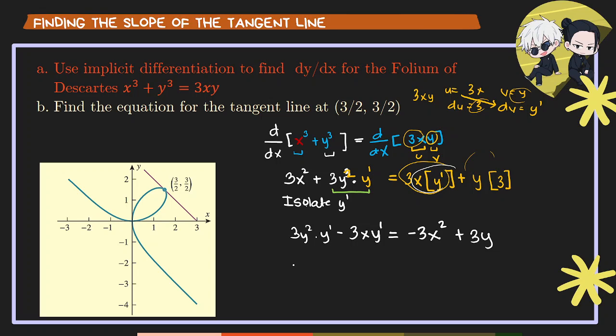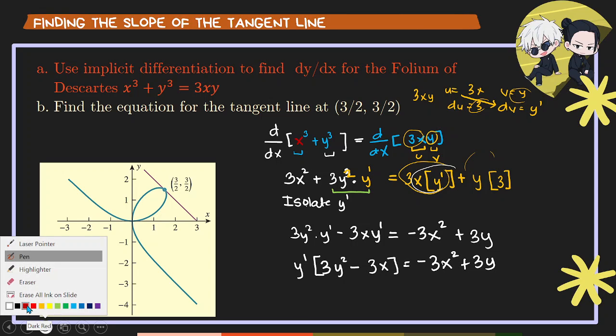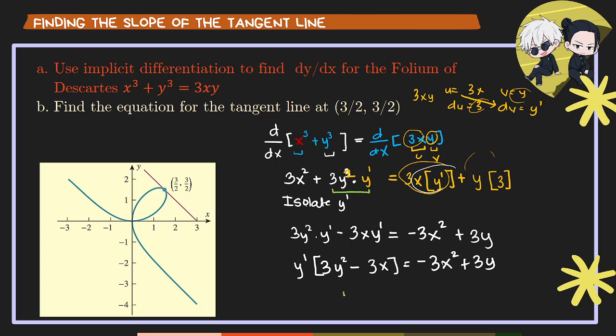So, we are going to isolate y prime here. So, we will have 3y squared minus, ano itsura pag nawala yung y prime? 3x, no? Equal to negative 3x squared plus 3y. Okay? So, kunin natin si y prime. So, meron tayong negative 3x squared plus 3y over 3y squared minus 3x.